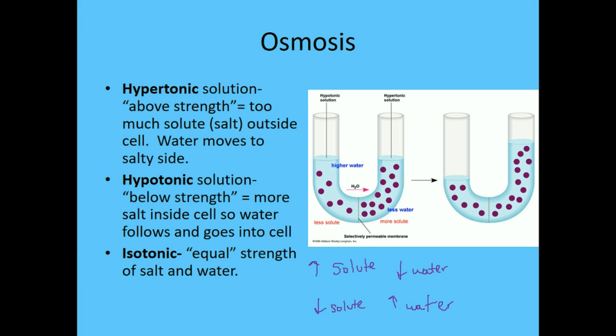So with hypertonic, you have more solute outside. Okay, so that means less water. Remember we talked about the more solute you have, the less water you have, so that's less water outside. That's going to cause it to shrink because all the water will come from outside to inside. Hypotonic means you have more salt inside, so you have less water inside, which will cause it to swell. Okay, so wherever you have the more solute is where the water is going to move, basically.